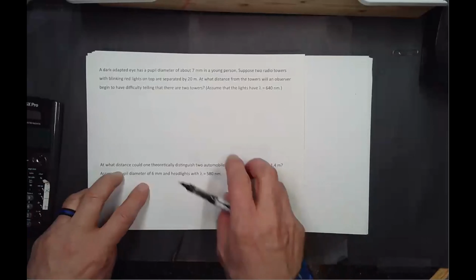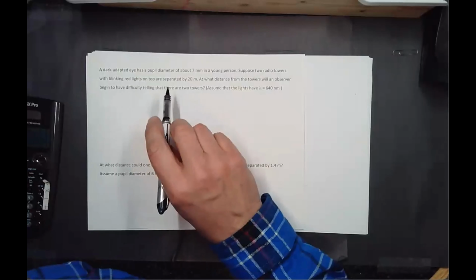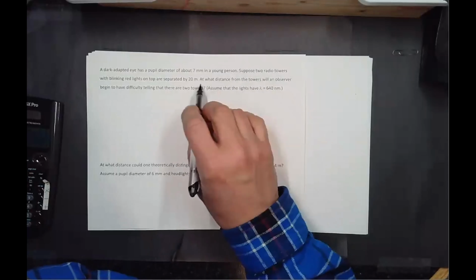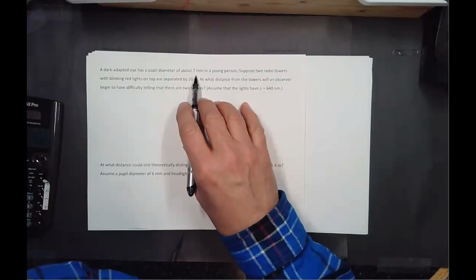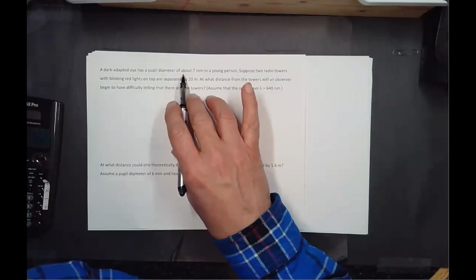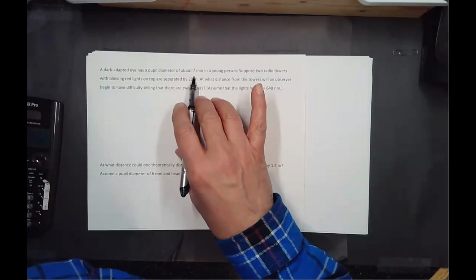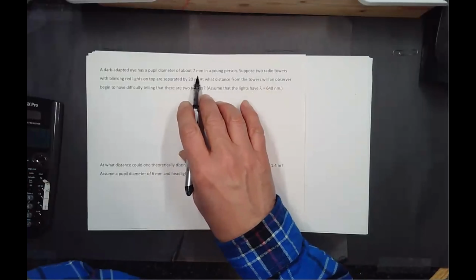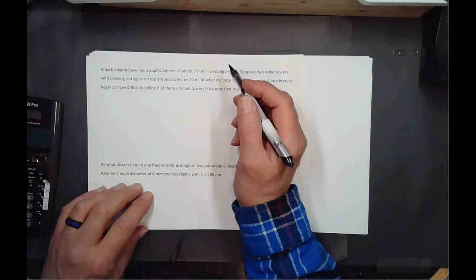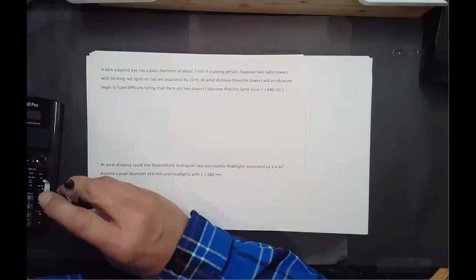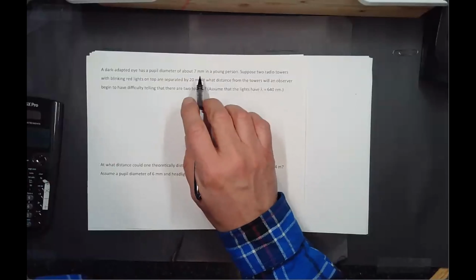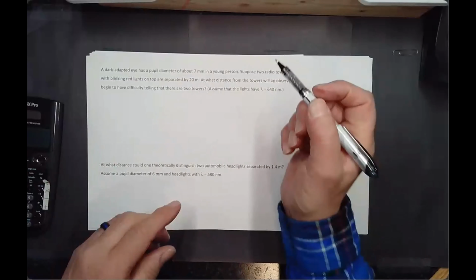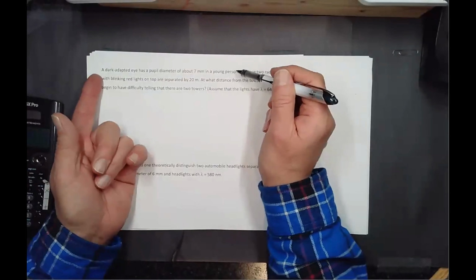Here's another one. A dark adapted eye has a pupil diameter of about 7 millimeters in a young person. This is something that changes with age. As you get older, your dark adapted pupil diameters get smaller. So it might drop to 6 or 5 in an older person. I don't know how you can actually test this. I'd be curious to see what mine happened to be. When you go to an optometrist, they may dilate your eyes. They drop this crud into your eyes that make your pupils open up like crazy, but I don't think that counts because they open wider than they would in the dark.